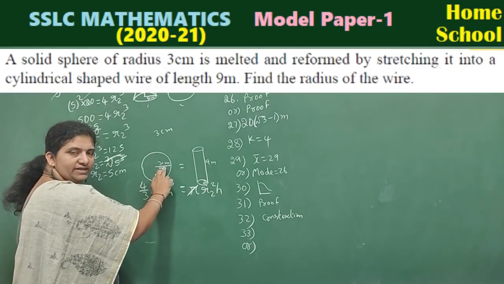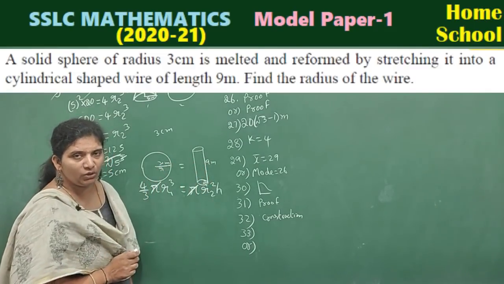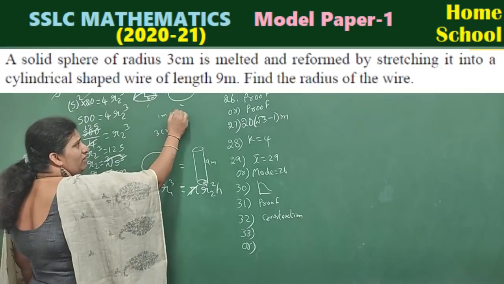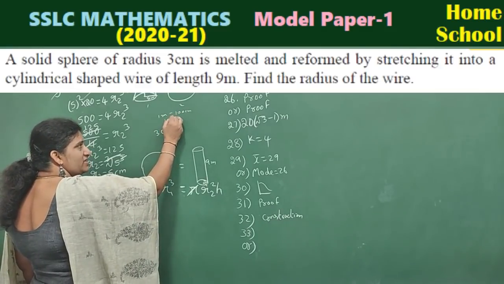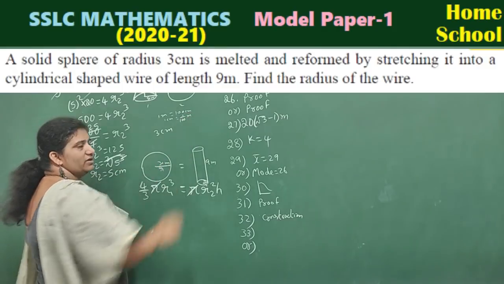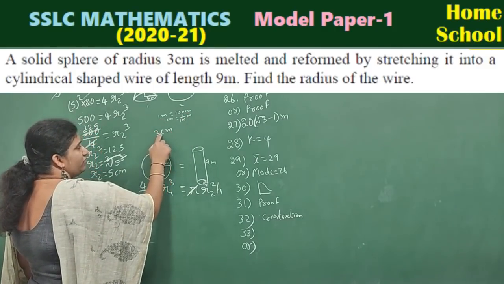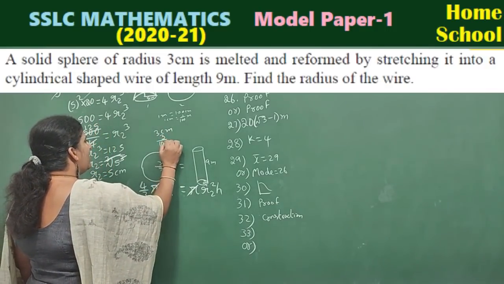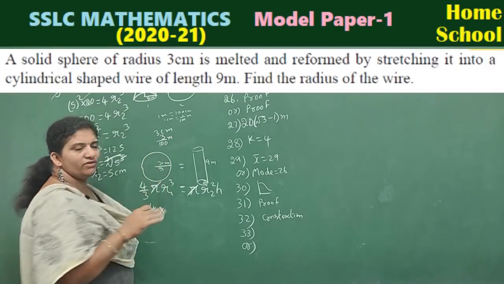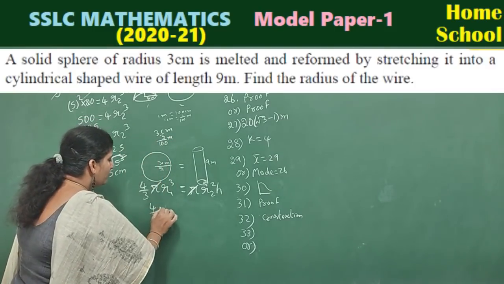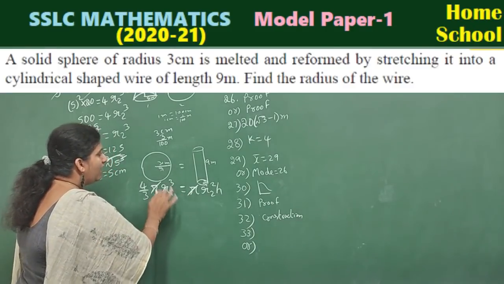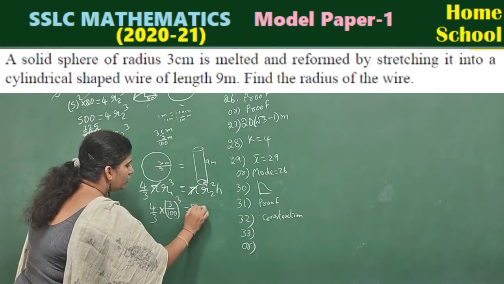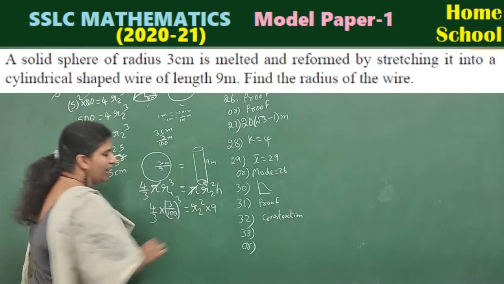Here you have the unit centimeter and for the cylinder the unit meter. So let us convert this centimeter into meter. 1 meter is equal to 100 centimeters. 1 centimeter is equal to 1 by 100 meters. So 3 centimeters will be converted as 3 by 100 meters. I just don't convert into decimal, as it is right here. 4 by 3 into pi cancel. r1 value is 3 by 100 whole cube is equal to r2 square into 9.